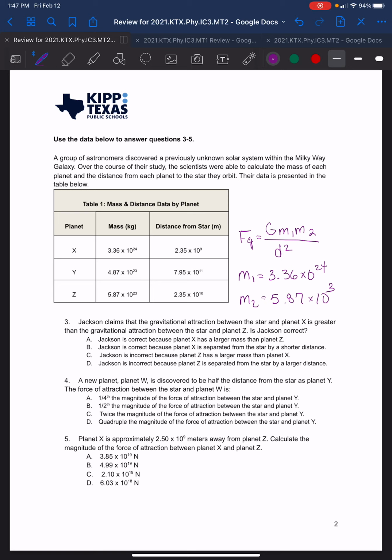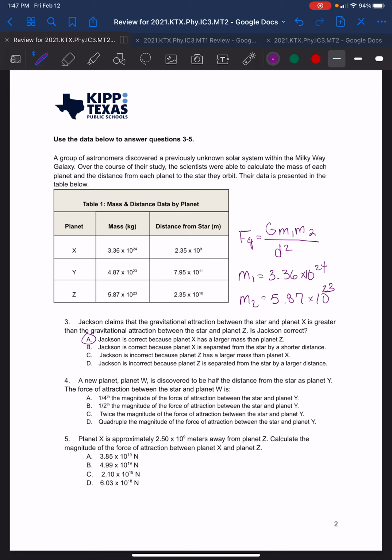So in this case, Jackson is correct because planet X has a larger mass than planet Z. So planet X is 3.36 times 10 to the 24th. That is larger than 5.87 times 10 to the 23rd. And the key here is the exponent. So in this case, the answer would be A.